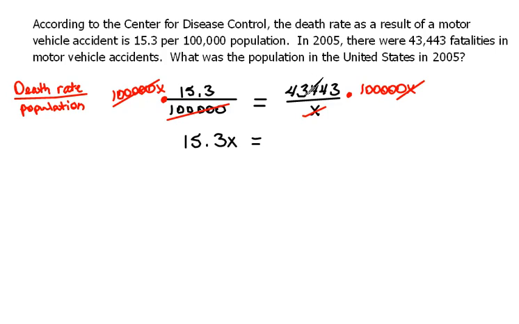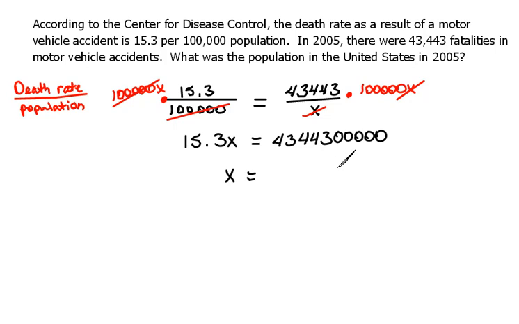So we have 43,443 times 100,000, which would be 43,443 with 5 zeros behind it. 1, 2, 3, 4, 5. Now you could also do that on a calculator if you wanted just to double check me there. And then dividing both sides by 15.3, we would get x equals.